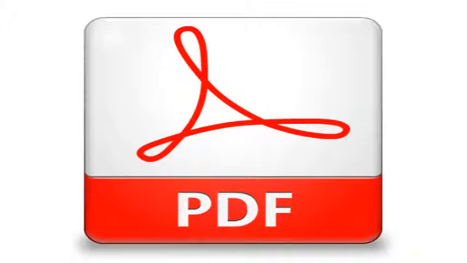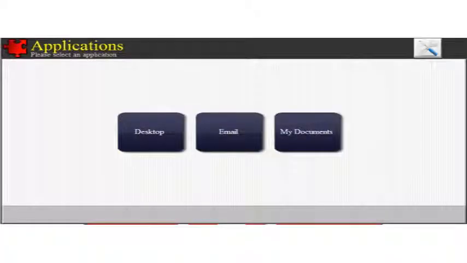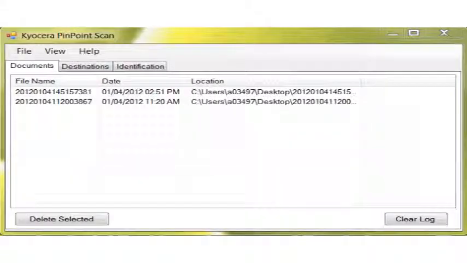With PinPoint Scan, you can also set up any folder on your PC as a destination, or a program that supports PDF files, for instance, Adobe Acrobat or Photoshop, and these destinations will appear as one-touch buttons on the MFP touchscreen. For tracking purposes, a history of your scanned documents can be viewed on your PC as well from the Documents tab within the PinPoint Scan application.